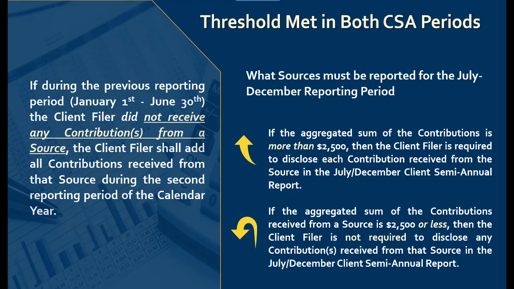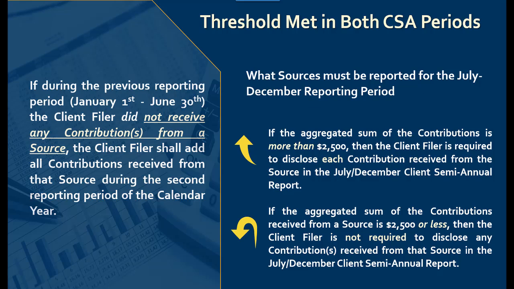So what sources must be reported for the July-December reporting period? If the aggregated sum of the contributions is more than $2,500, then the client filer is required to disclose each contribution received from the source in the July-December client semi-annual report.